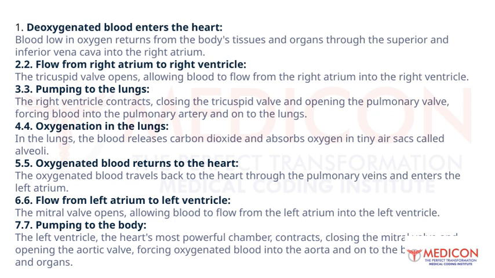From here, the mitral valve opens, letting the oxygen-rich blood flow into the left ventricle. The left ventricle, which is the strongest chamber of the heart, then contracts. This contraction closes the mitral valve and opens the aortic valve, sending the oxygenated blood into the aorta. From the aorta, the blood is distributed throughout the body, delivering oxygen and nutrients to tissues and organs. Understanding this cycle highlights the incredible efficiency of our heart and circulatory system in maintaining life.